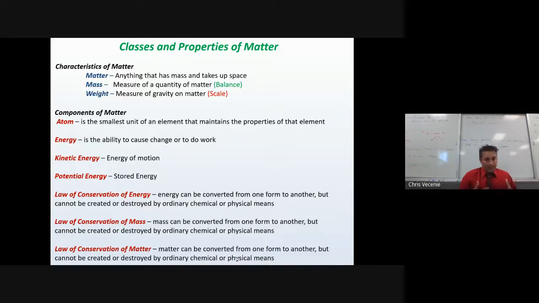There are two types of energy. You've got kinetic and you've got potential. Kinetic energy is energy of motion. If an object is in motion, it has kinetic energy. Potential energy is stored energy.